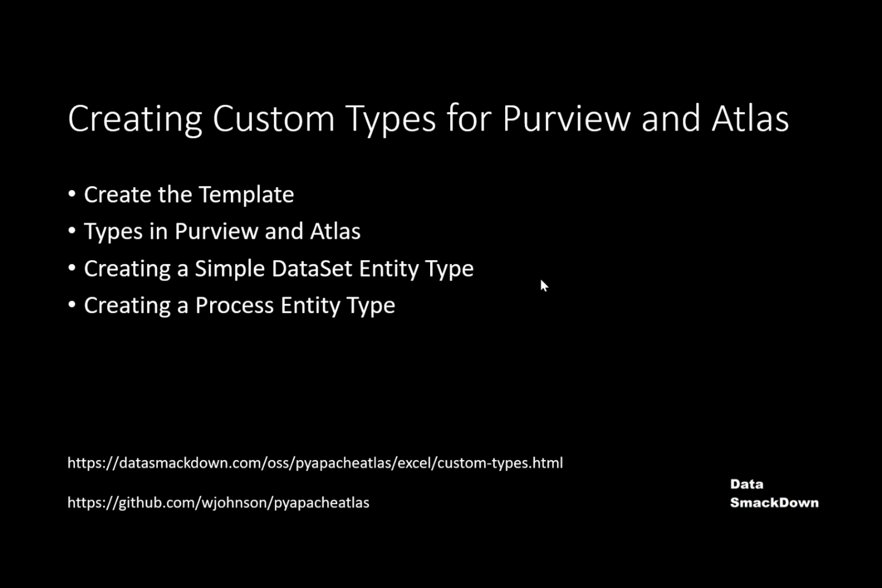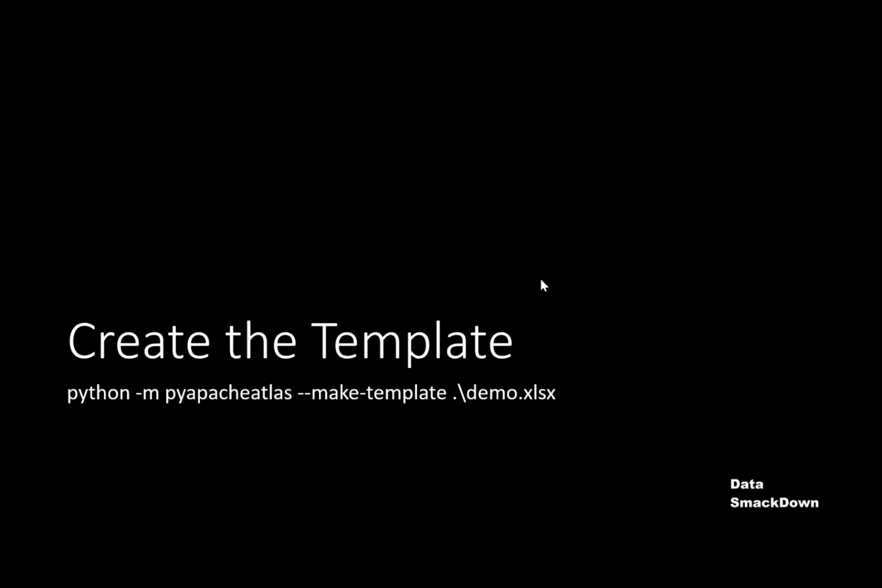And then we will go into creating a simple dataset entity type, meaning we'll create a custom entity based off of the dataset. And then we'll also create a custom process entity type that'll be very useful, let's say, for doing column mapping that you may be interested in for Azure Purview. And we'll see even more about that in a later video as well. If you want to find out more, you can check out these links below, on Data Smackdown or on GitHub, for additional links and resources for you to explore custom type development.